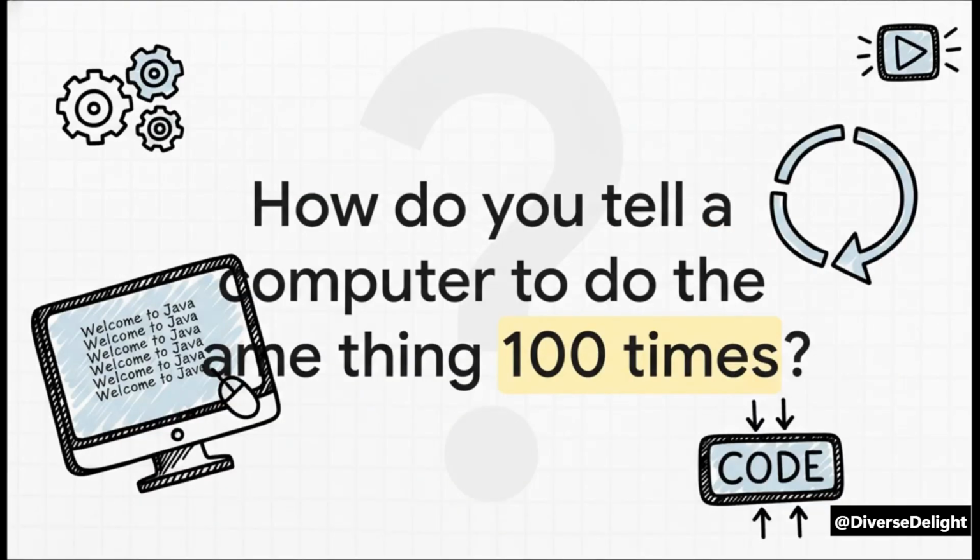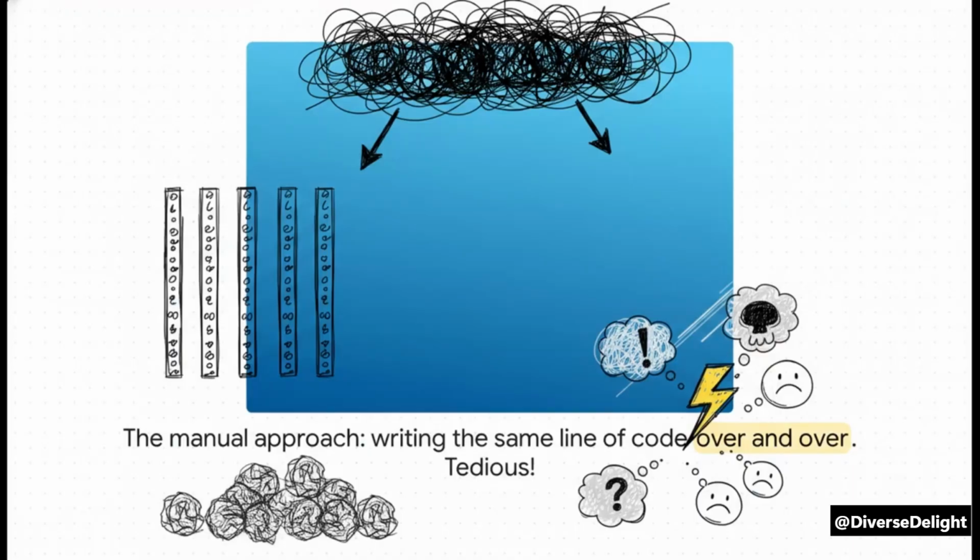Imagine you're writing some code, and you need the computer to print a message. I don't know, something like, "Welcome to Java," 100 times. How would you actually do that? I mean, you could just write the same line of code 100 times, but wow, that would be a nightmare. It's tedious, you're bound to make a typo, and honestly, it's just not how programming is done. It's the brute force way, and it's a huge waste of time.